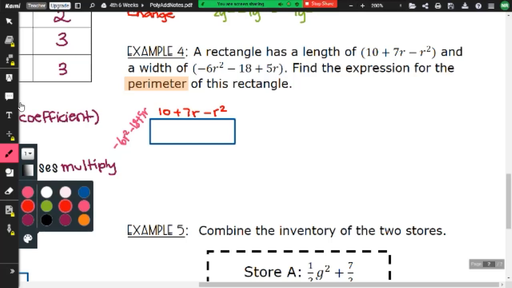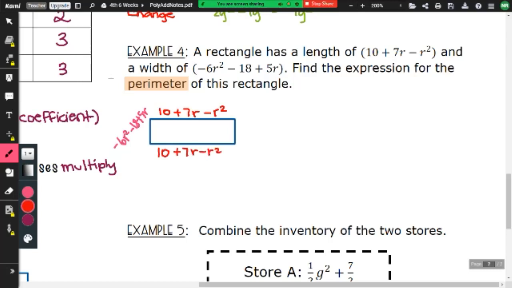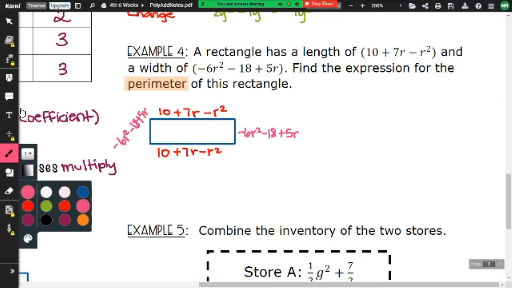But because this is a rectangle, I do know that the top is the same as the bottom. So I'm going to go ahead and fill that in. And I know that the left is the same as the right. So I'm going to fill that one in as well. And then combine. Don't forget to fill in all your sides, and don't forget to read the question. Not all questions ask you for the perimeter. Not all of them ask you for the area.